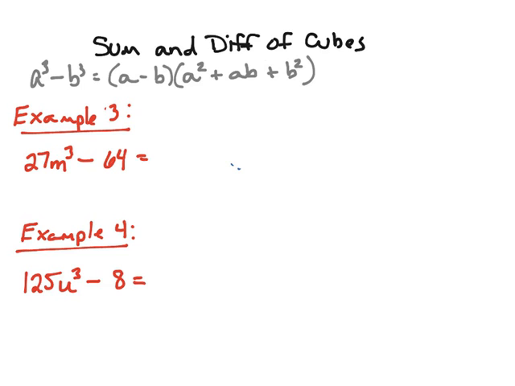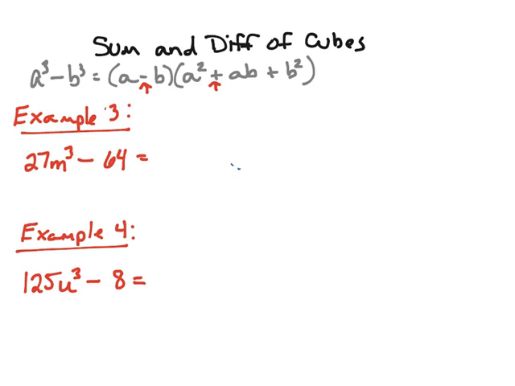Alright, now let's take a look at the difference of cubes. And what we're going to find is the difference of cubes is very similar to the sum of cubes. So let's start by taking a look at the rule. It says that a cubed minus b cubed is going to equal the binomial a minus b times the trinomial a squared plus ab plus b squared. I want to point out the only difference are these two signs right here. That is now a minus and that is now a plus.